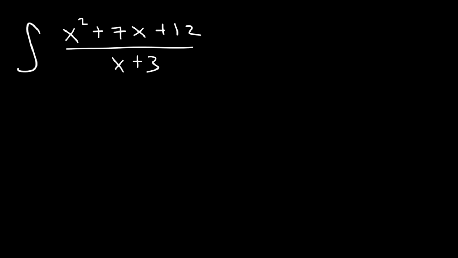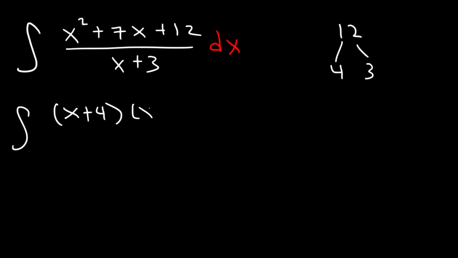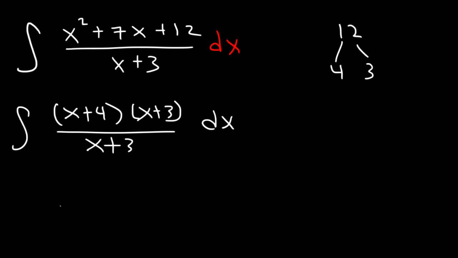Now how about this one? x squared plus 7x plus 12 divided by x plus 3. Feel free to pause the video and try this. So how can we integrate this function? Sometimes you can use long division, but in this problem we can factor. Two numbers that multiply to 12 but add to 7 are 4 and 3. So the factor of x squared plus 7x plus 12 is going to be x plus 4 times x plus 3. And so we could cancel x plus 3.